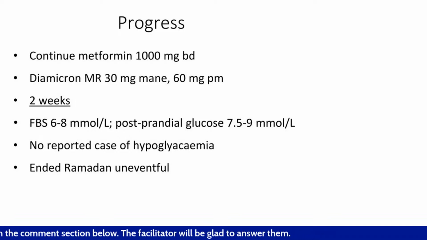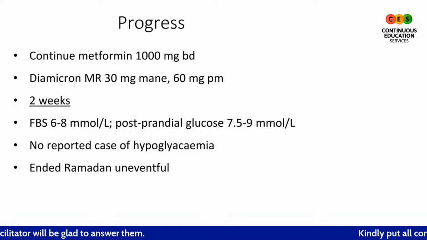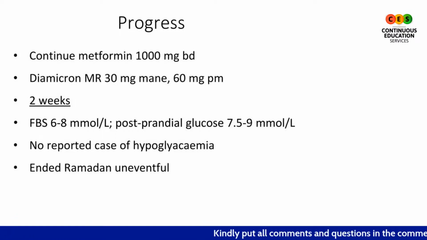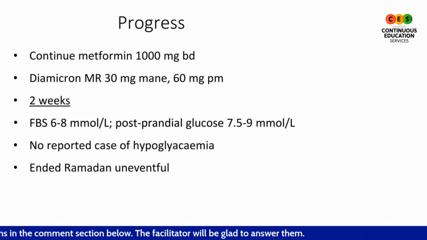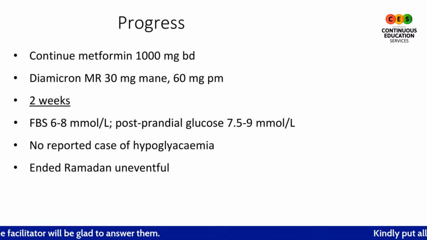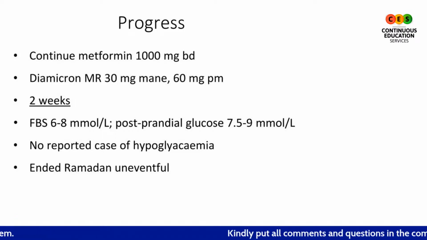And this is what the doctor did. He gave a lower dose of Diamicron MR in the morning and then the higher dose in the evening, at the suhoor, the iftar. Okay. So having done that, after 2 weeks, unlike the other patients, the fastings have improved remarkably, between 6 and 8. The postprandials have fallen to 7.5 to 9. And there were no reported cases of hypoglycemia, and Ramadan ended uneventful.